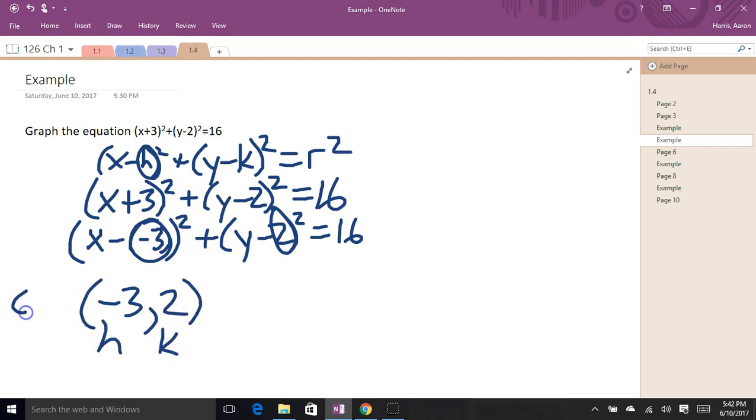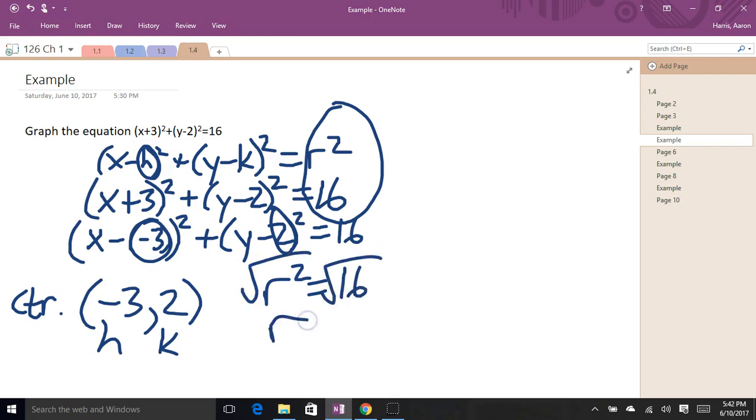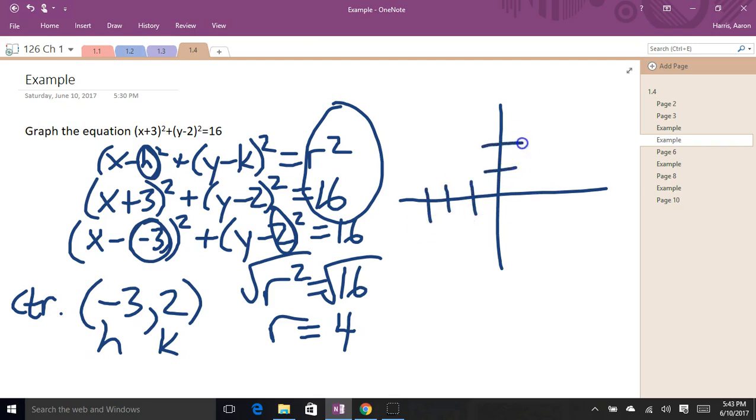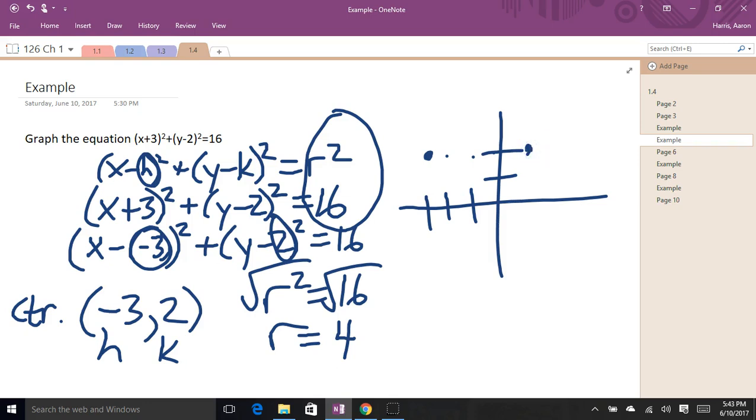There's your h, k center. There's your center of the circle. And if you notice, your r squared is 16. So you square root both sides, you get plus minus 4. Of course, it's a distance, so it can only be 4, a positive length there. So now we have it. Negative 3, 2 is the center of the circle, and we've got a radius of 4. So I'm going to count 1, 2, 3, and 4 away. There's the right-hand side of this circle. I'm going to count 1, 2, 3, 4 up. There's the top of it right there.